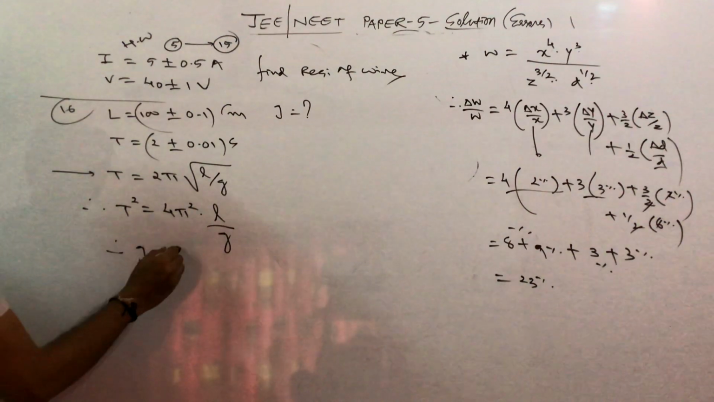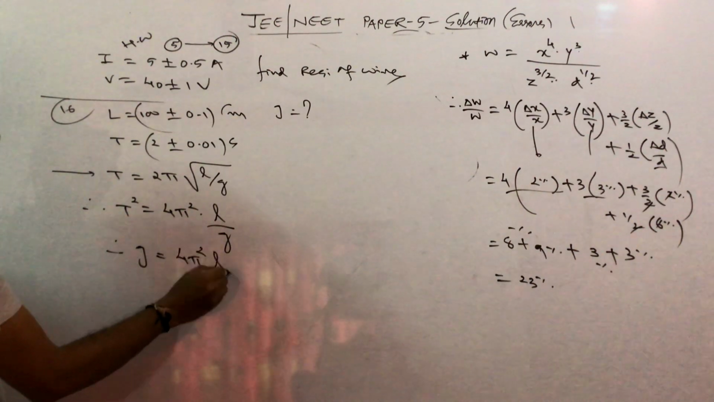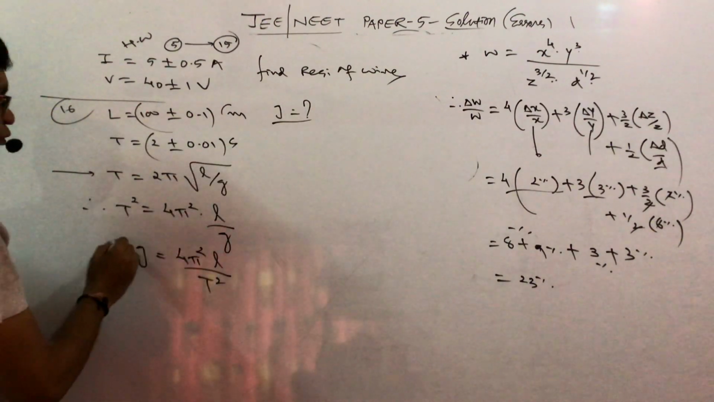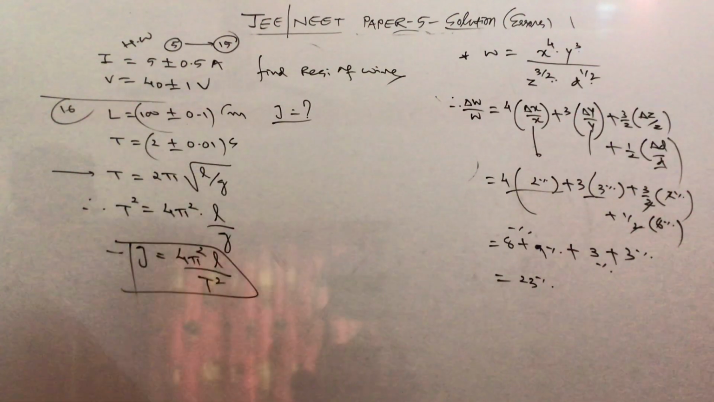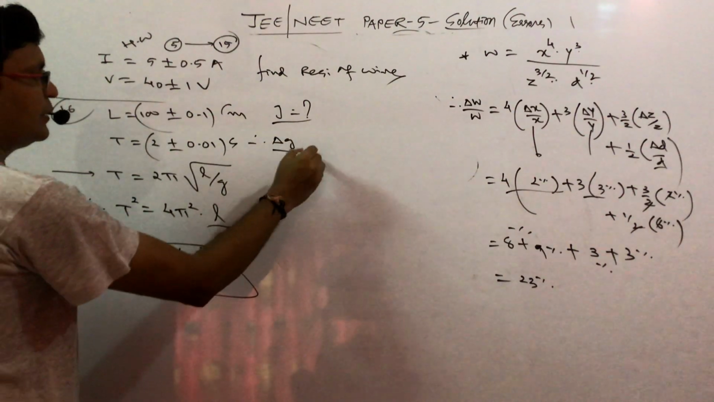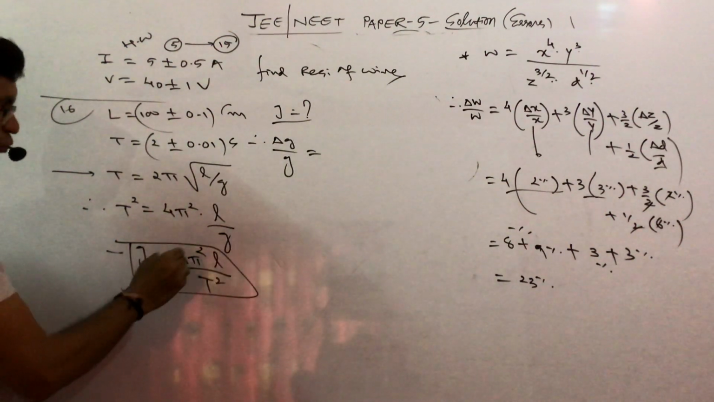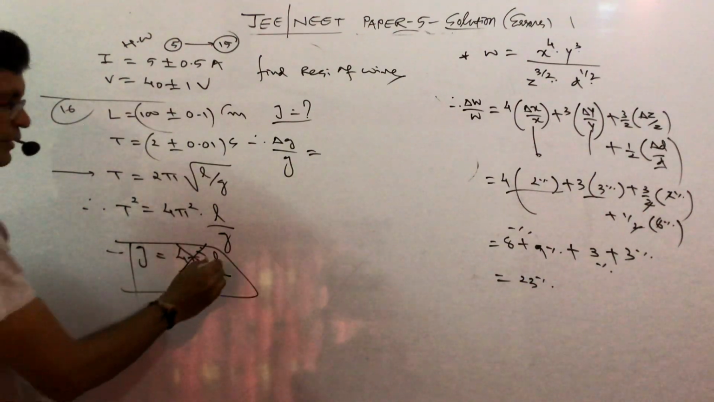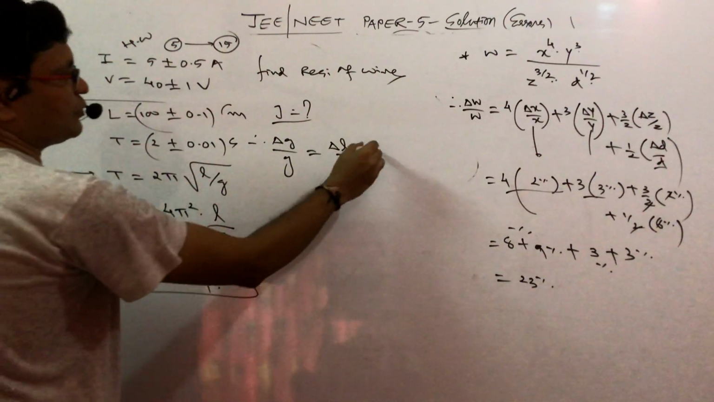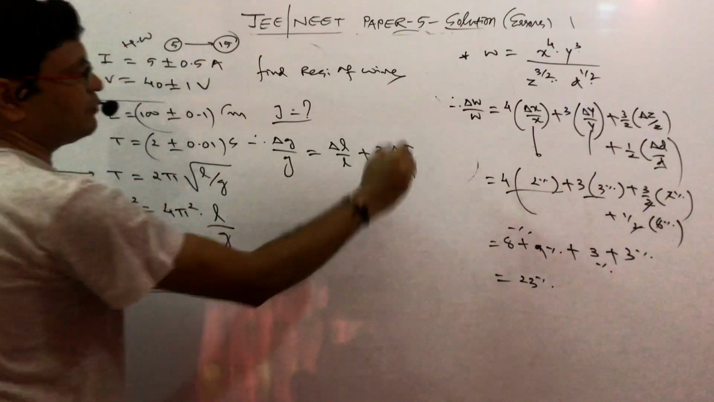So g is equal to 4 pi square L upon t square. Why g? Because g should be required in the form of subject because this is your target. Now write down this equation in the form of error. So delta g by g is equal to delta L by L plus 2 delta t by t.